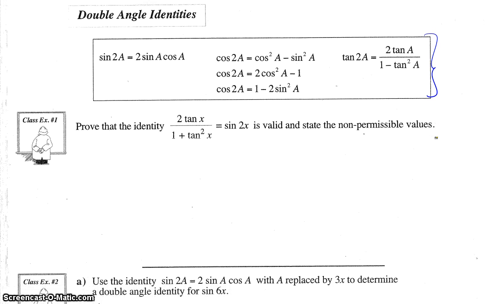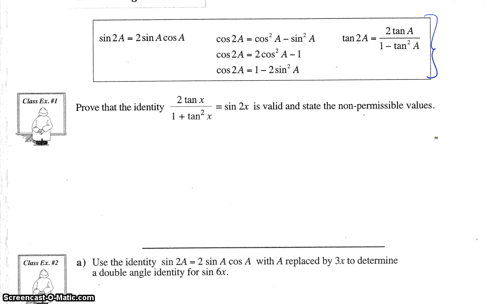So let's take a look at example 1. Prove that the identity 2 tan x over 1 plus tan squared x is equal to sine 2x is valid and state the non-permissible values. Why don't we actually start with the non-permissible values? That's kind of the more difficult part.